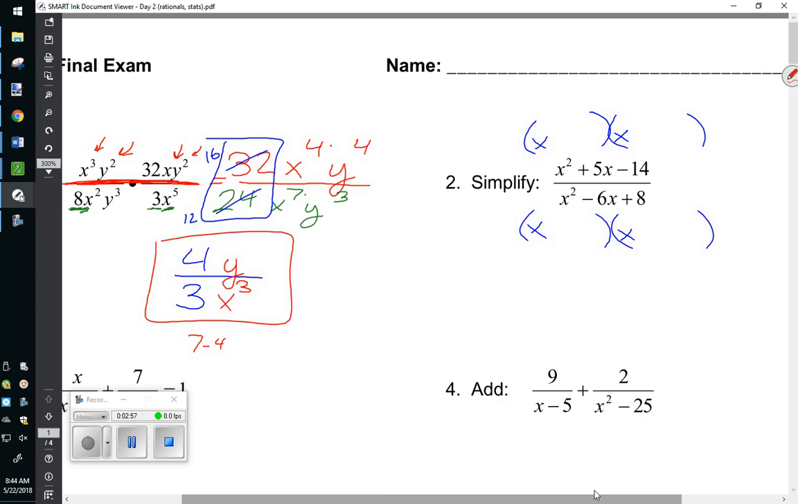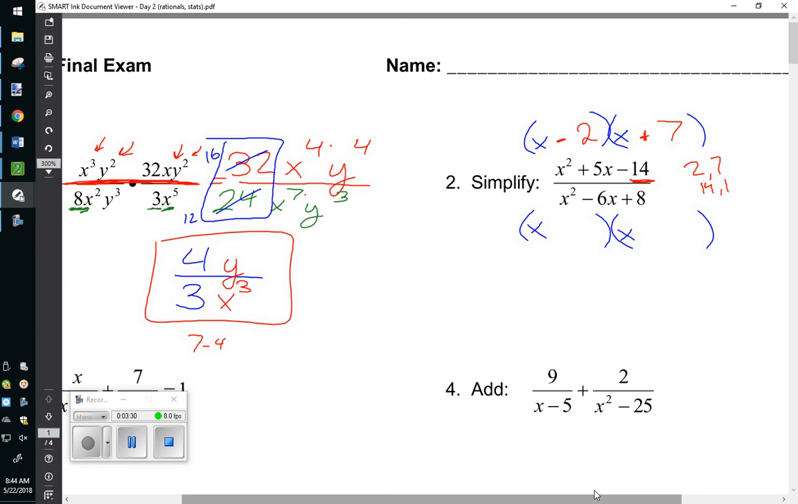Cecia, what two numbers could multiply together to get me 14? 2 and 7. 14 and 1. Those are my two choices. Which one of those two is going to add or subtract to get me 5? 2 and 7. Is the 2 going to be positive or negative? 2's negative, yep. The 7's positive. Because if I took 7 minus 2, that gets me 5. And 7 times negative 2 gets me negative 14 like I wanted.